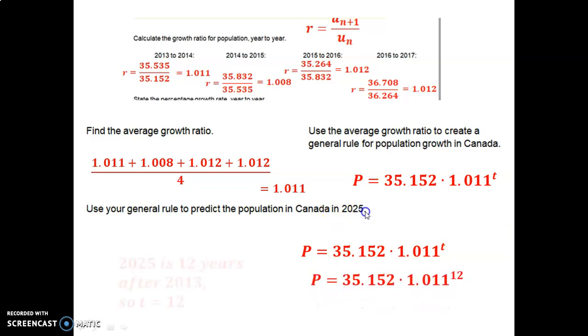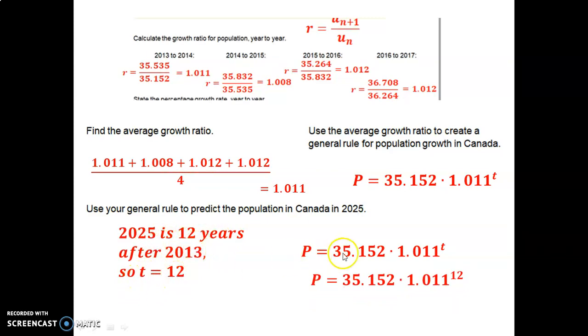The first thing to note is 2025 is 12 years after 2013. So that means t must be 12. There are 12 jumps from 2013 to 2025. So the population is multiplied by this growth ratio 12 times, right? So there's the 12 here. And we get an answer of 40.08. So just over 40 million is our prediction based on that average growth rate.